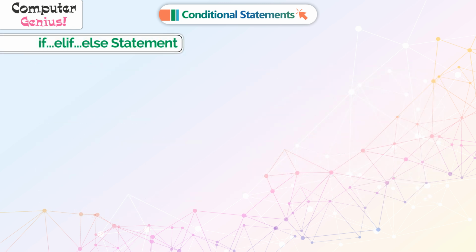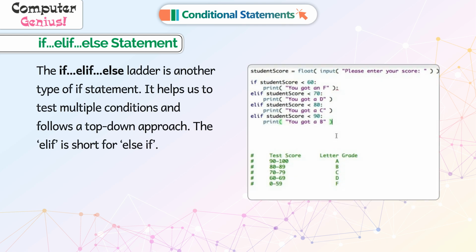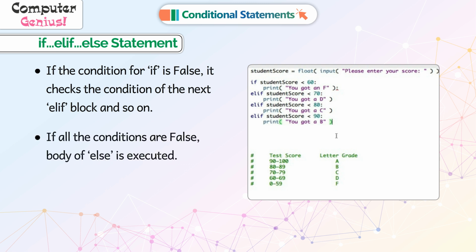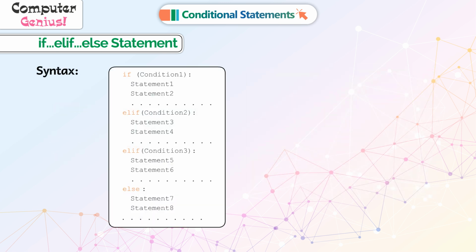If, elif, else statement. The if, elif, else ladder is another type of if statement. It helps us to test multiple conditions and follow a top-down approach. The elif is short for else if. If the condition for if is false, it checks the condition of the next elif block and so on. If all the conditions are false, body of else is executed.